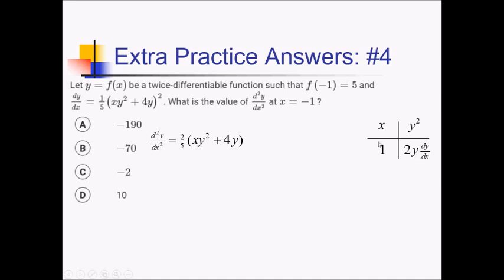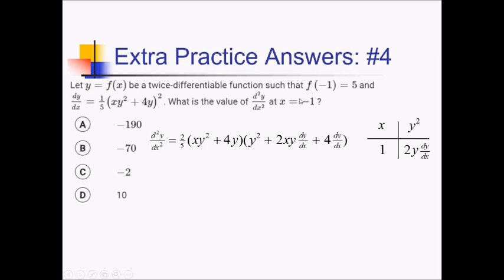So multiplying this out using the ribbon, we've got 1 times y squared, so y squared, plus 2x y dy over dx. And don't forget, we also have to take the derivative of 4y. That's going to be 4 dy over dx. All right, so this is a big mess, and we still have to plug a bunch of stuff into it.